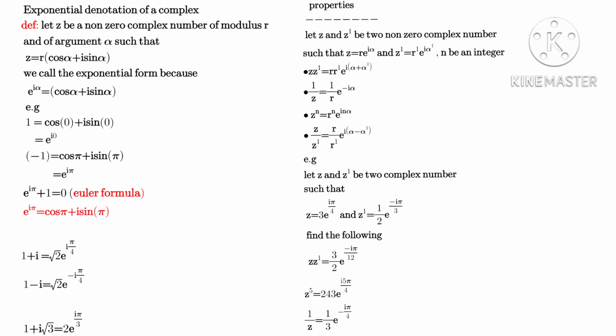Then we have minus 1. Minus 1 is cos 180, that's cos pi. Cos pi is 1 minus 180 plus i sine pi.